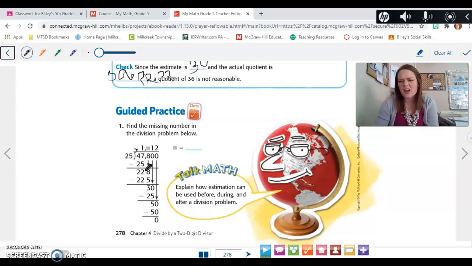Let's give a number. Let's try 8. 25 times 8 gives me 200. I have 228. I think I can go one more time. What do you think? So let's try 25 times 9. 225. So we're going to put a 9 up here. 225 is the number they got down here, so our missing number is 9.